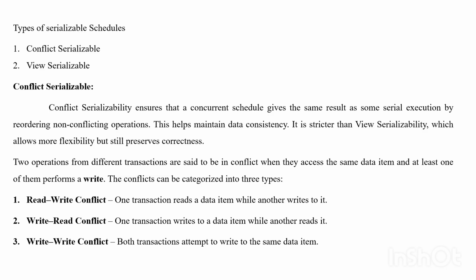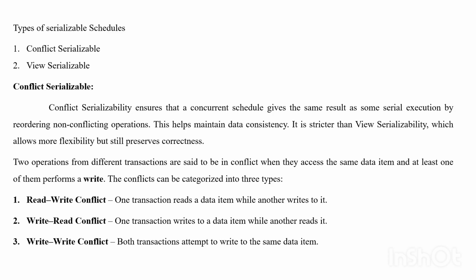And the types of serial schedules. There are two types of serializability: one is conflict serializable and another one is view serializable. Conflict serializable ensures that a concurrent schedule gives the same result as some serial execution by reordering non-conflicting operations. This helps maintain data consistency. It is stricter than view serializability, which allows more flexibility but still preserves correctness.